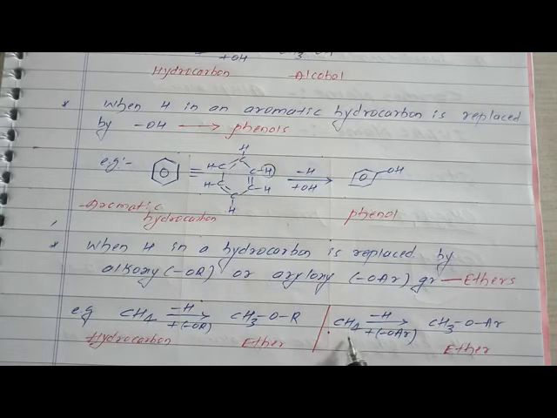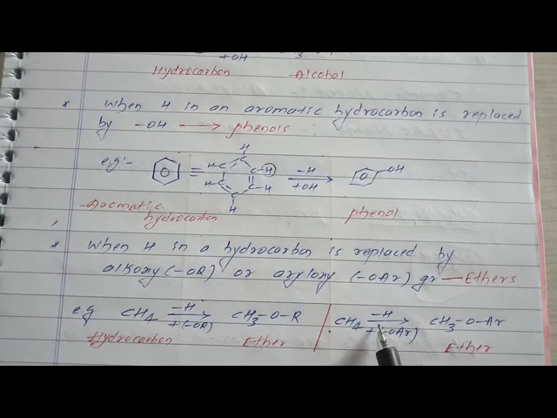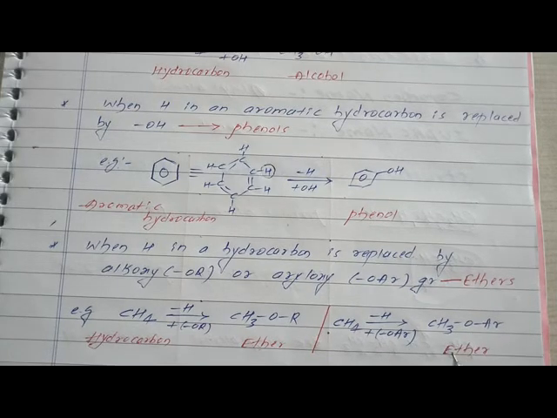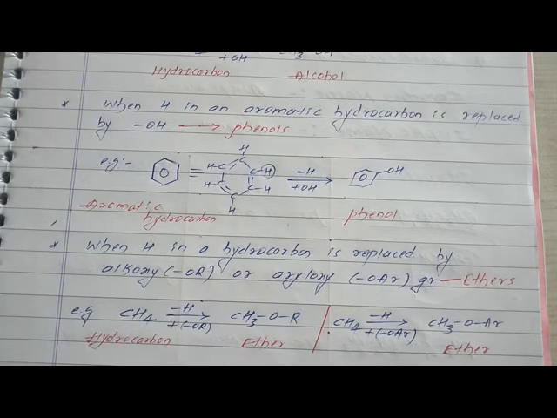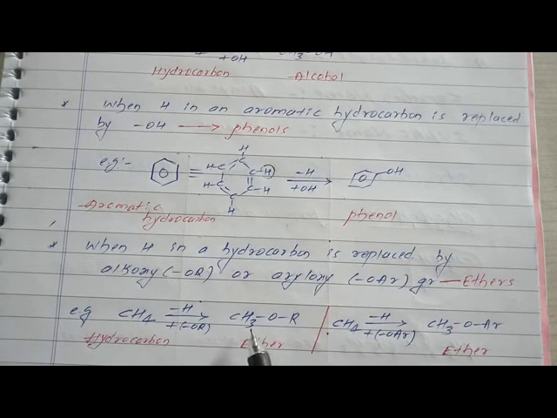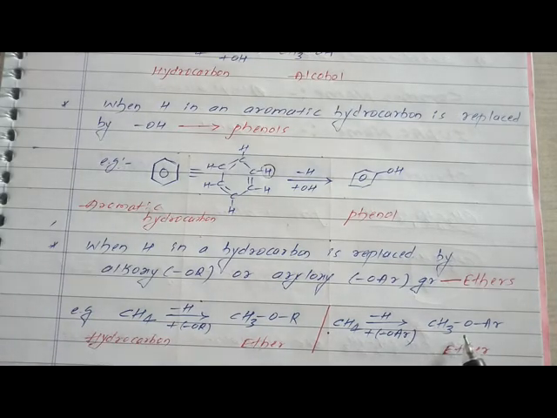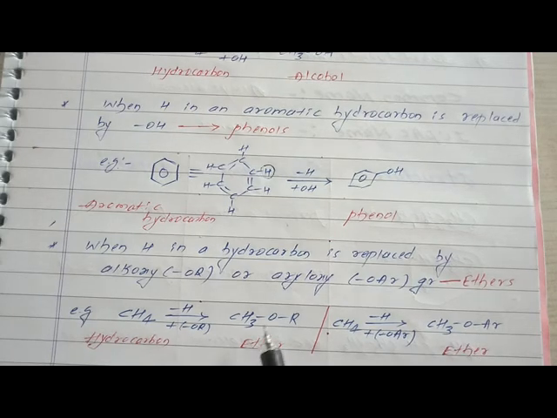Suppose from the same hydrocarbon, CH4, I replace one of the hydrogen atoms by one of the -OAr, that is the aryloxy group, we'll get CH3OAr, that is an ether. And again there is a difference between this ether and that ether: in this case CH3OR is there, and in this case CH3OAr is there, that is, in this case the aryloxy group is there, and in the other case the alkoxy group is there.